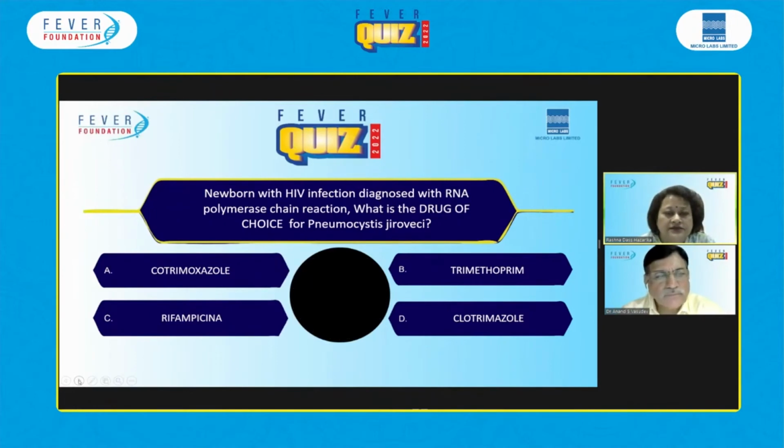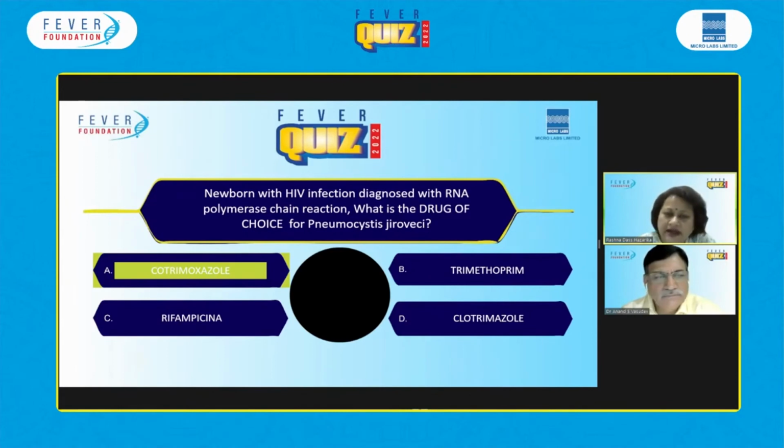Okay, let us look at the correct answer here. The answer which has been given is cotrimoxazole. You can see that in B we also have trimethoprim, but that alone will not work. It is always trimethoprim with sulfamethoxazole. That's why the correct answer is A.